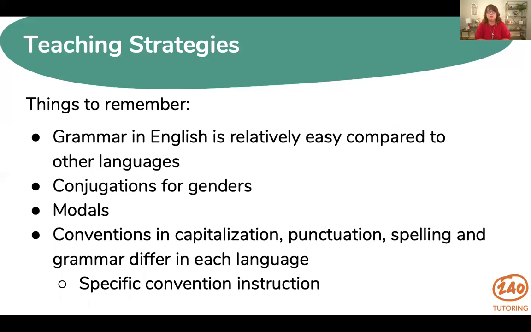Things to remember. Grammar in the English language is relatively easy as compared to grammar in some other languages. Let me give you an example. The verb system in English is actually simpler because it doesn't require as much conjugation on the ending of each subject. For instance, walk is the form for I, we, you, they. I walk, we walk, you walk, they walk. Only he or she becomes walks. So he walks, she walks.